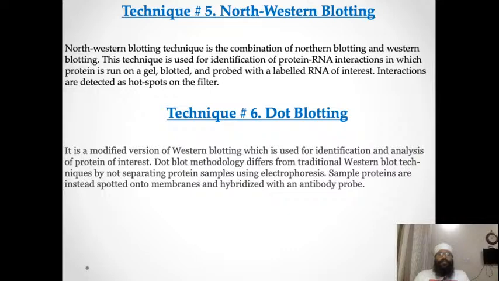Then dot blotting, it's a modified version of Western blotting, which is used for identification and analysis of protein of interest. And dot blot methodology differs from the traditional Western blotting technique by not separating protein samples using electrophoresis. So sample proteins are instead spotted onto membranes and hybridized with an antibody probe.